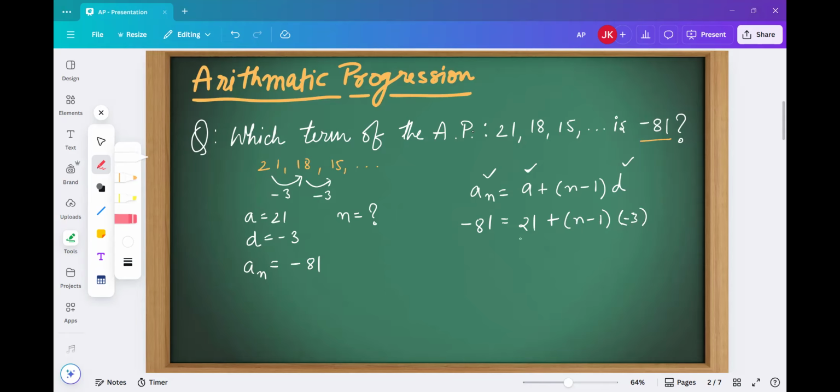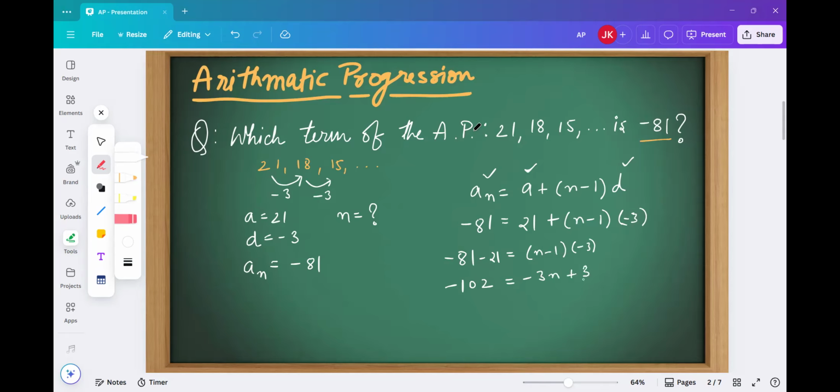So how are we going to solve this? Let's bring this 21 over here. So we'll get minus 81 minus 21, right? And now let's multiply minus 3. So we are left with N minus 1 into minus 3 over here. Minus minus is plus. We get a minus sign, but we need to add these. So we are getting minus 102. We need to multiply minus 3 into this. So we'll be getting minus 3N, and minus into minus gets a plus. So we get a plus 3, right?